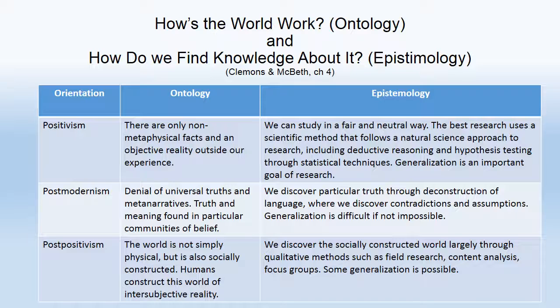So the way our epistemology is is to find studies that we say operate in a fair and neutral way. So the best kinds of research, if you have this epistemology, are a scientific method that follows a natural science approach to research, experiments if you can do them, but deductive reasoning, going from theory to specific, and testing hypotheses about your particular thing that you're studying.